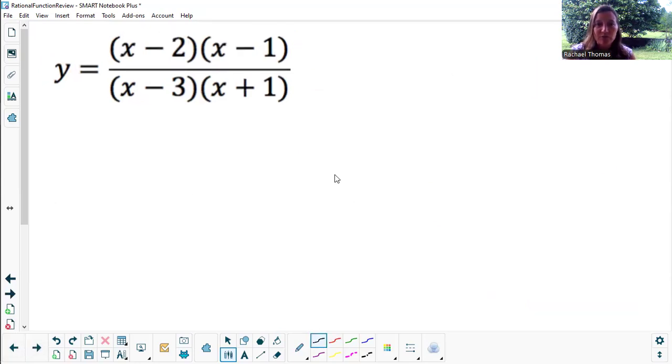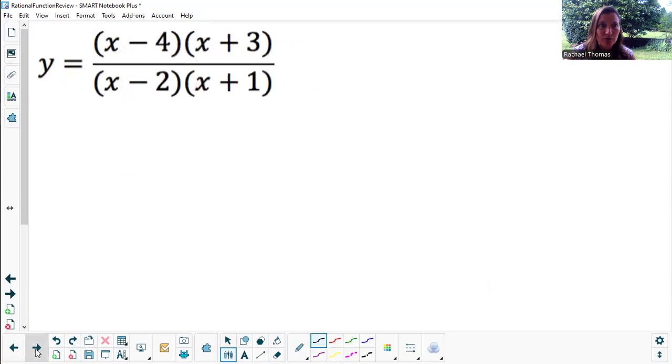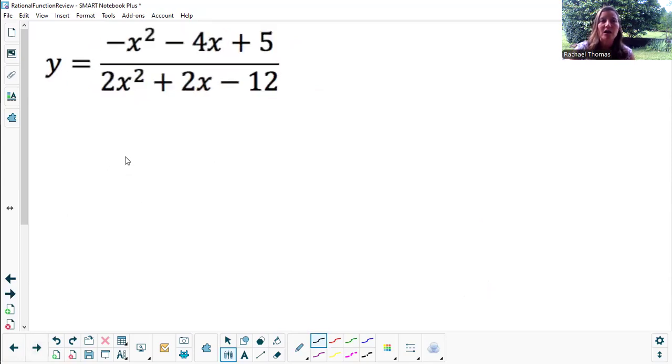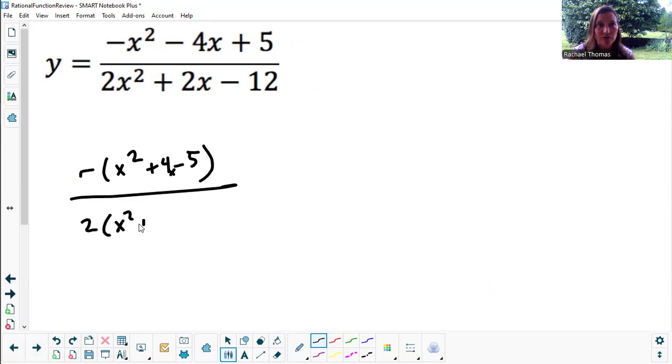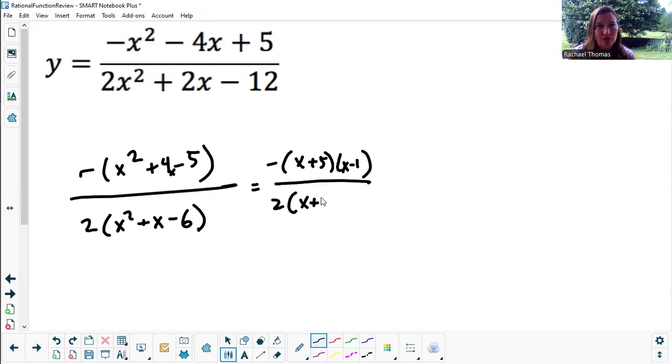Let's do one more of these before we address a couple weird anomalies. Actually, you know what? Let's go to one that we have to factor. Oftentimes, you're going to have to factor. If I factor out a negative out of the top here, I'm going to get negative x squared plus 4x minus 5. The bottom will be 2 times x squared plus x minus 6. This is going to give me negative x plus 5 x minus 1 over 2 times x plus 3 x minus 2. So sometimes you're going to have to do the factoring to get all of your different pieces.